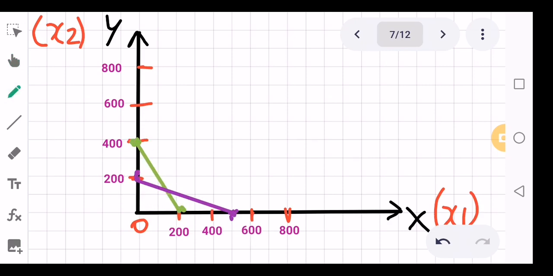To understand better, now there are many points, right? Just name the points so that we can refer to them easily. The point over here, let us name it as A. Let this point be B, this point let it be C, and this point let it be D.